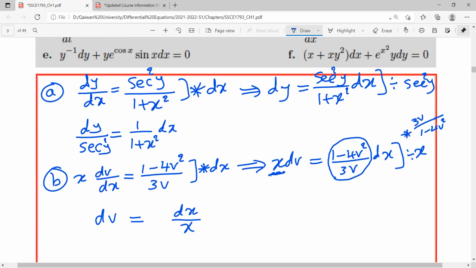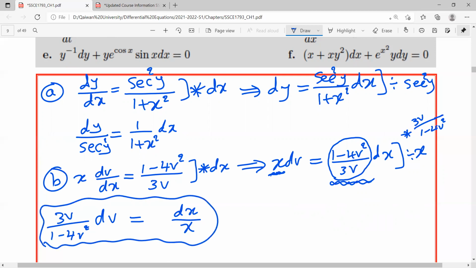And if we multiply both sides by 3v over 1 minus 4v squared, this is removed here, and on the left we get 3v over 1 minus 4v squared dv. That's all. By multiplying both sides by 3v over 1 minus 4v squared and dividing both sides by x, we get this equation. And as you see here, we have no x with dv, and no v with dx. So it's the separated form.